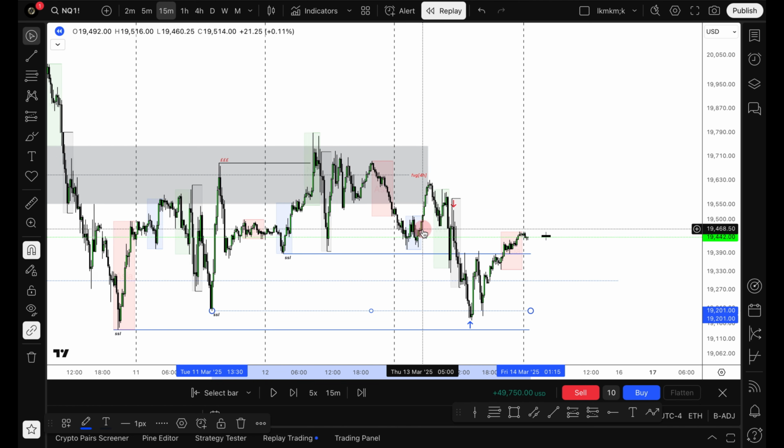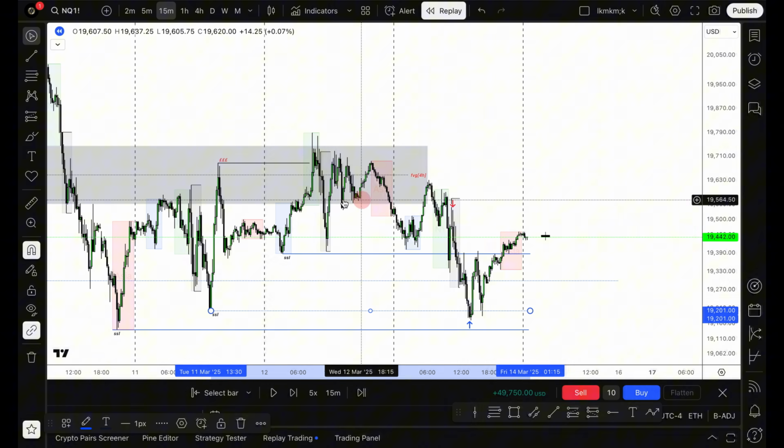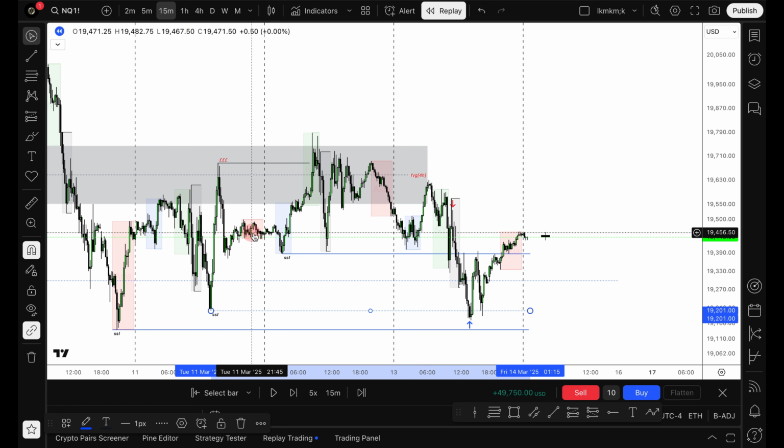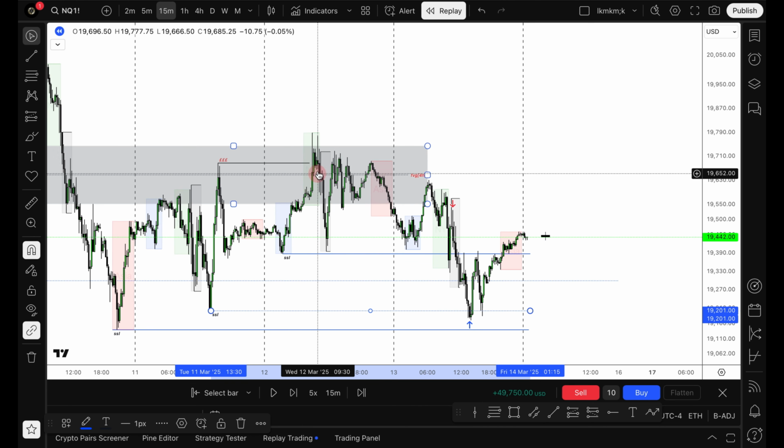So yeah, you would have just waited. So you wait for Tuesday, so Tuesday's printed as an indecision candle. So you wouldn't want to trade the next day because you're not sure if price would move lower or move higher to take out either buy side or sell side liquidity. So you just wait for extra confirmation.